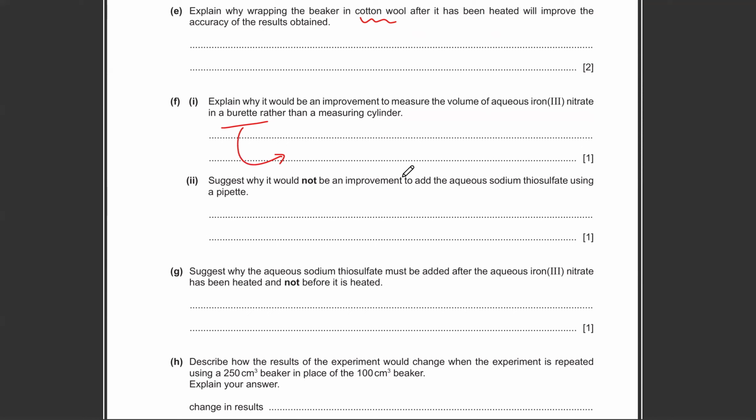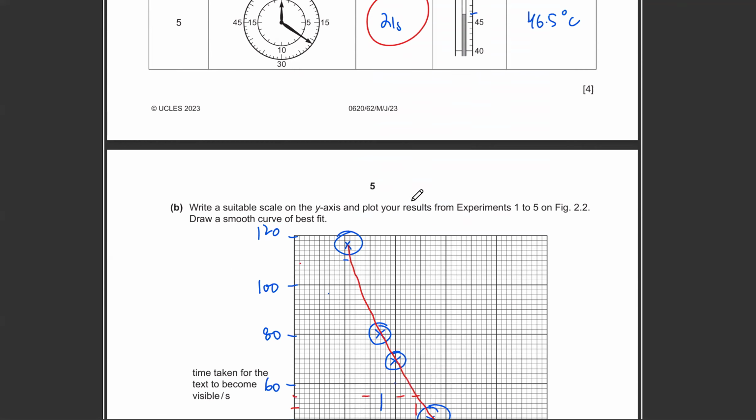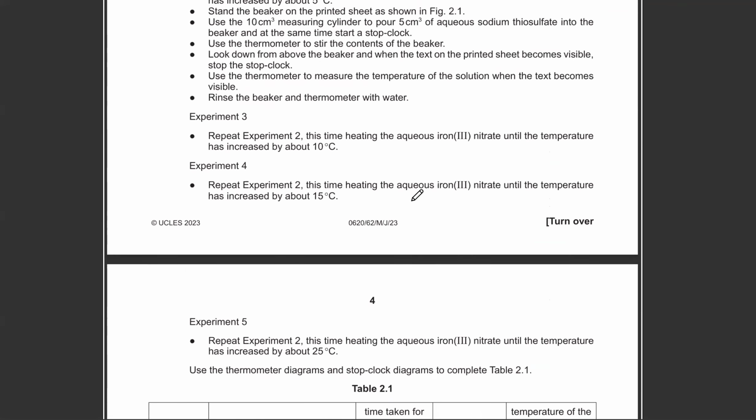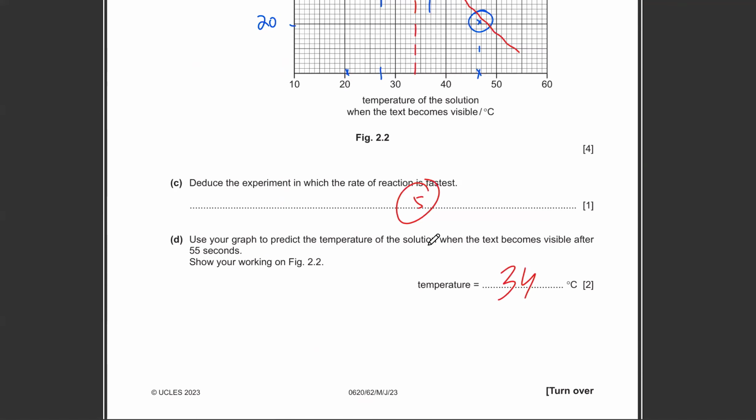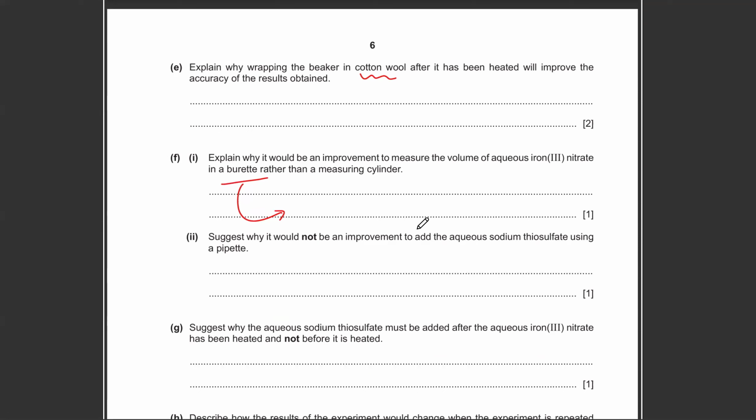Suggest why it would not be an improvement to add the aqueous thiosulfate using a pipette. Because when the first drop happens, it will start reacting immediately. नहीं, thiosulfate वो किससे ऐड करता? हाँ, measuring cylinder से, right? So issue है कि you have to add it quickly, so the reaction starts immediately. Yes, the pipette is too slow.